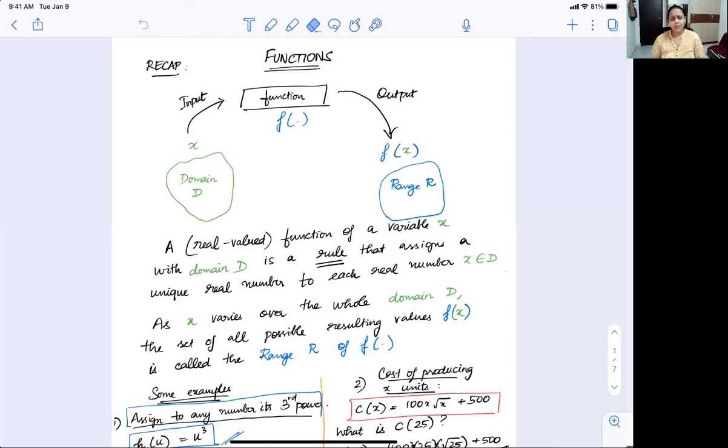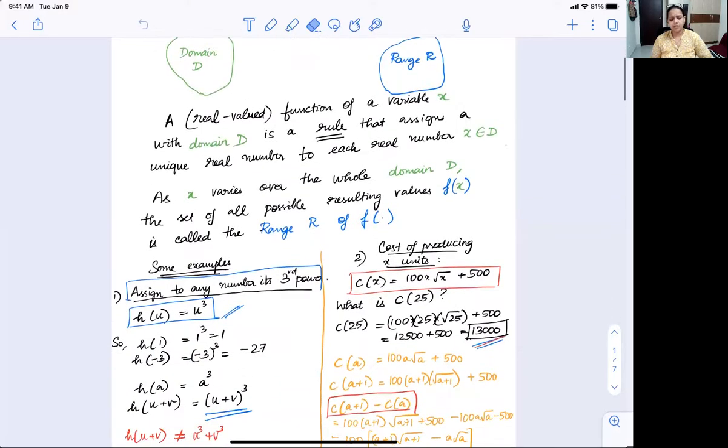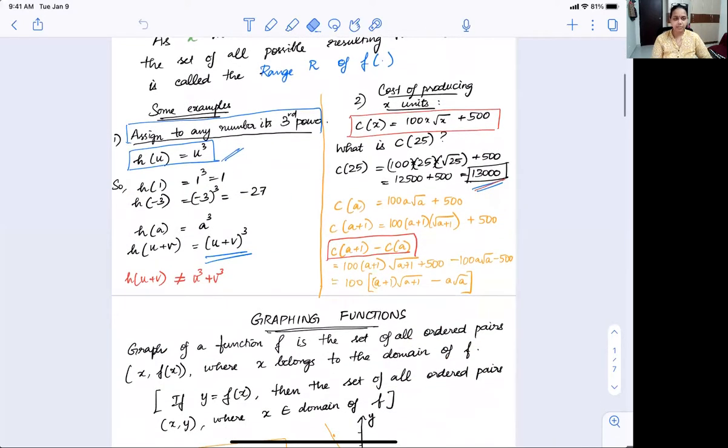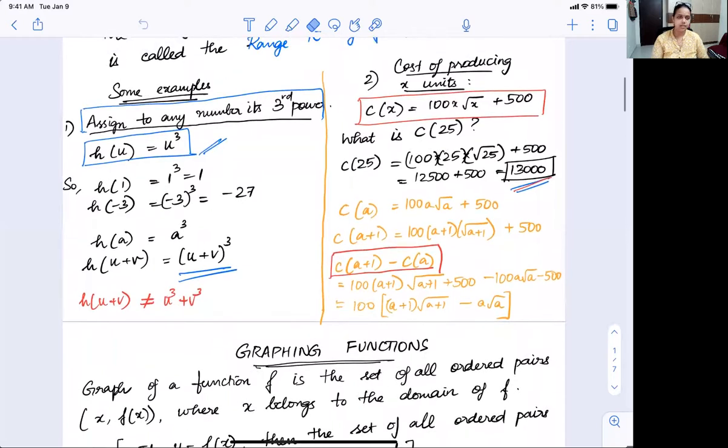Now, let's look at a few examples of functions. So I'm looking at the left panel of my screen here, which is the first example, where the function assigns to any number its third power. Now, how do I write this function? Here the input is any number, the output is going to be its third power. So I write it here as h of u is u cubed.